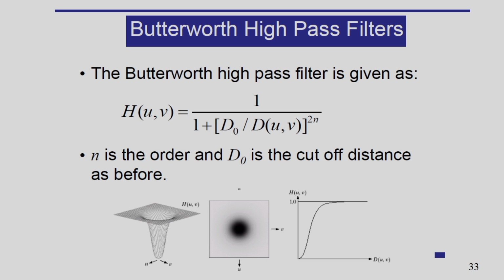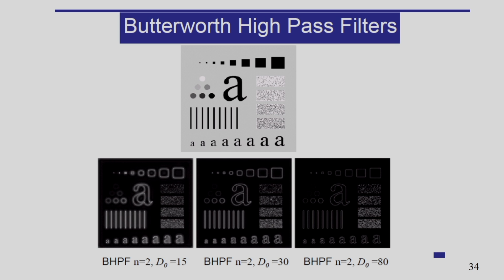N is the order of the Butterworth filter, and D naught is the cutoff distance as explained earlier. So corresponding to this Butterworth filter, you can see the filter function H(u,v). The filter is displayed as an image, and corresponding to this you can see the response of the filter. So this is the Butterworth high pass filter.